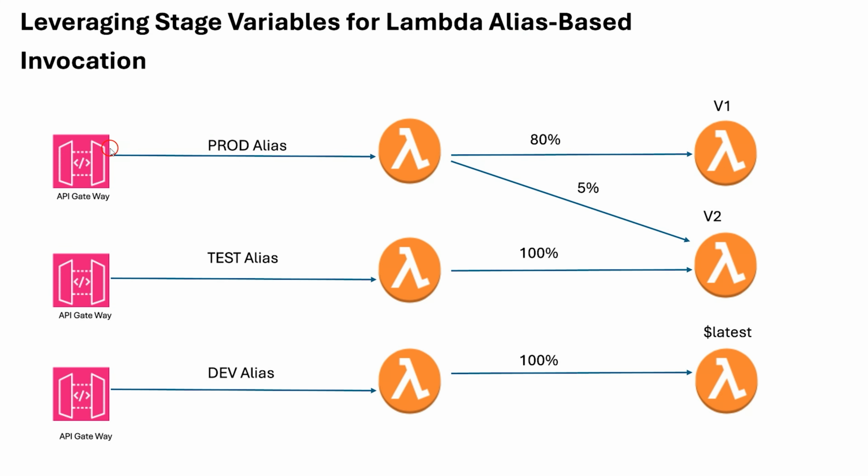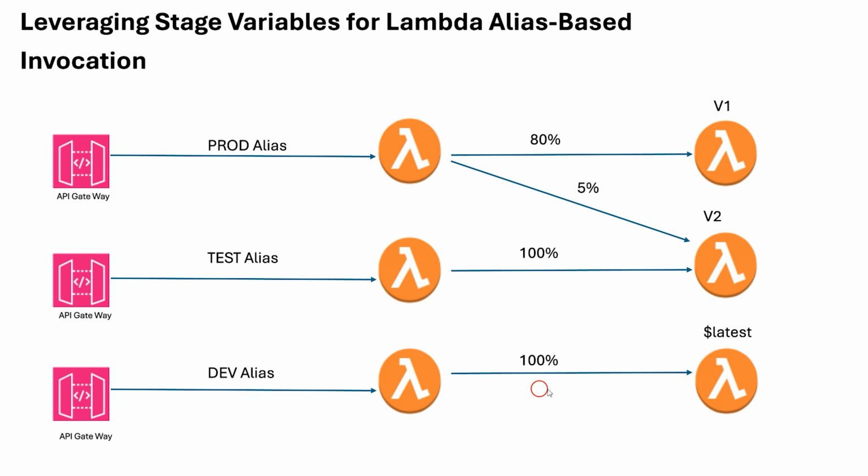So here, for the prod stage, for example, I am passing the prod alias, which is pointing to v1 80% and v2 5%. Similarly, in the test stage, I am passing the test alias so that this Lambda is routing requests to v2. And since in the Lambda configuration we configured it as 100%, all test alias requests are going to the v2 version.